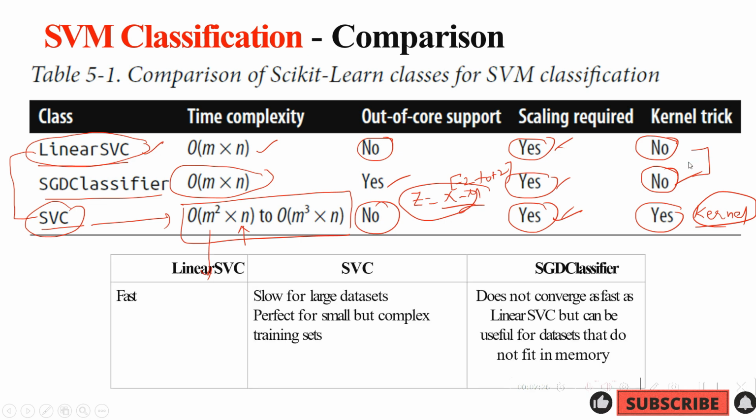LinearSVC is faster, while SVC classification is slow for large datasets and perfect for small but complex training sets. The stochastic gradient classifier does not converge as fast as LinearSVC, but it can be useful for datasets that do not fit in memory. These are the differences between the support vector classification types, LinearSVC and SVC. In the coming video, I am going to explain SVC classification with the iris flower dataset.